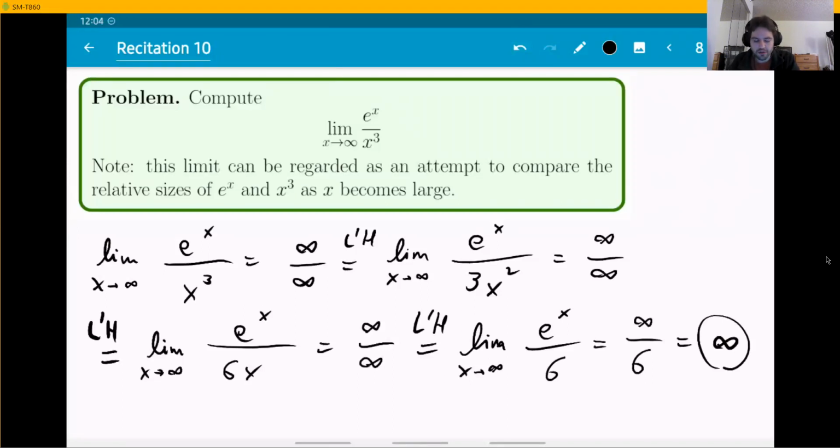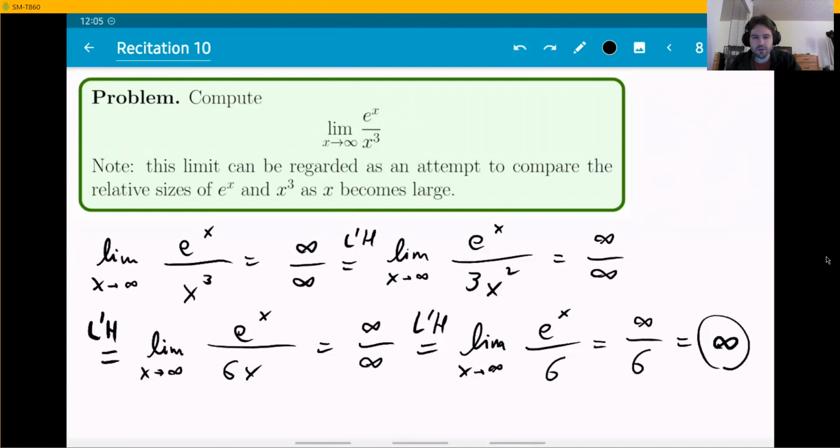And okay, so this was the answer we computed. What I wanted to point out is this note here. This limit can be regarded as an attempt to compare the relative sizes of the functions, e to the x and x cubed, as x becomes large. So in other words, when x goes to infinity, the fraction of the exponential divided by x cubed goes to infinity. It becomes large. And the only way that can happen is if the function in the top is larger than the function at the bottom. Not just larger, but getting larger and larger in comparison.